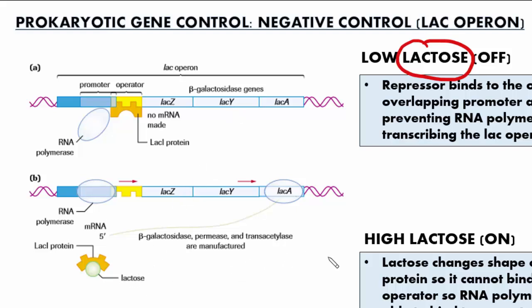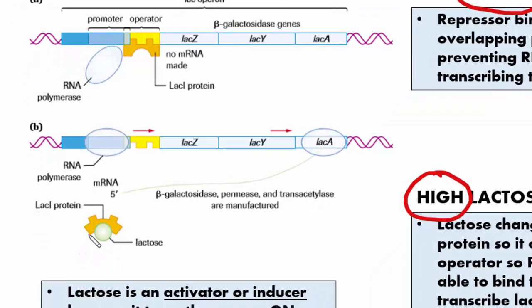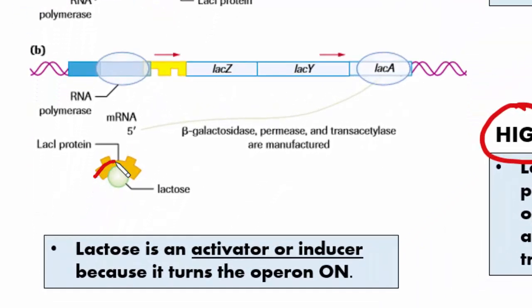When lactose is present, when it is in high concentration, here's the lactose. It binds to the repressor and causes a change in conformation, or change in shape. Because of that, the repressor cannot properly bind to the operator region. So that would be O right there, operator. That would be promoter. So because the repressor has been changed in its shape due to the binding of lactose, it can't bind to the operator.